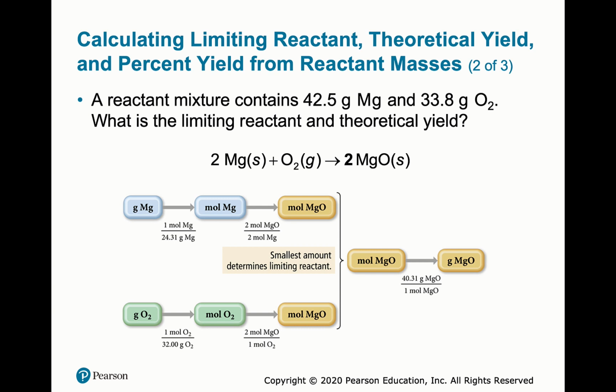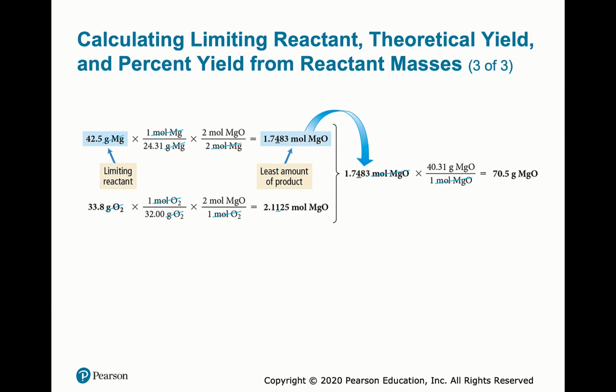So we have to figure out which one produces the smallest amount. So for magnesium and oxygen, we have to do 2 problems to figure out how much product we have. Doing this with magnesium, we convert to moles using 24.31 grams per mole for magnesium, which comes from the periodic table. Then converting using the stoichiometric ratio between magnesium oxide and magnesium, we get 1.75 moles of magnesium oxide from that.